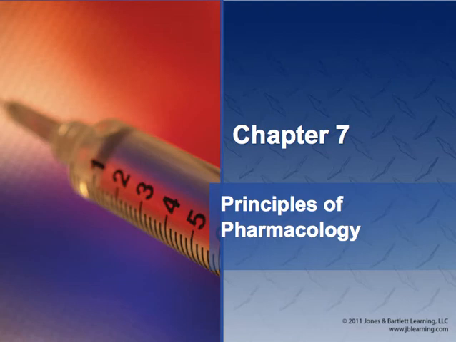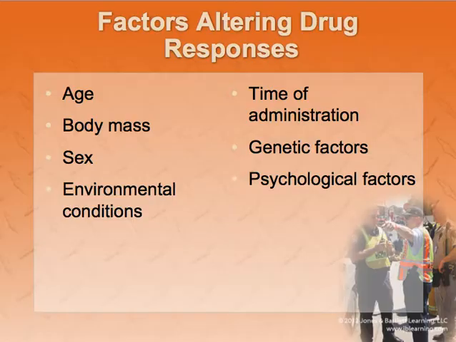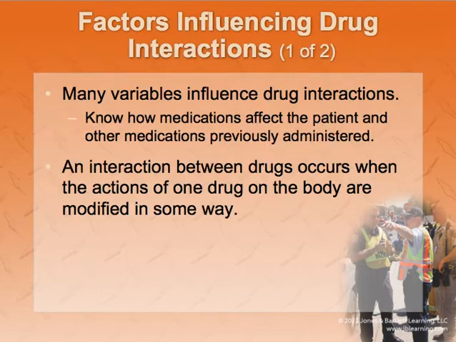Alright, so getting started back, we've got two more sections to go through, and in this section we're going to talk about factors altering drug responses. Some of the factors are listed here, which include age, body mass, sex, environmental conditions, time of administration, genetic factors, and psychological factors. All of these can do things to the person who is receiving the medication that will make the medication's intended effects not be quite what you may have expected.